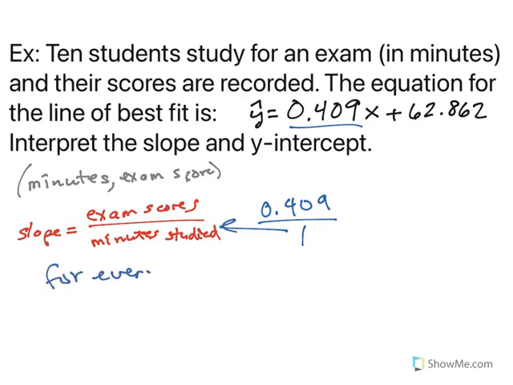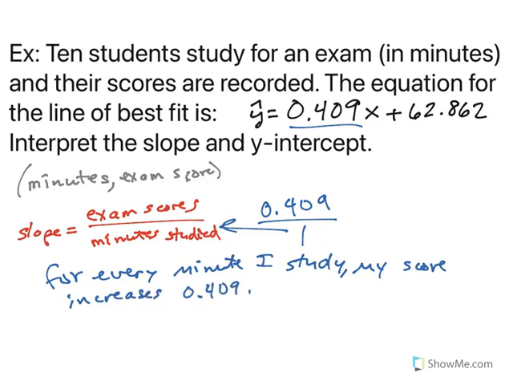For every minute I study, or whoever studies, my score increases 0.409 points. I know it increases because this is a positive slope, right? Positive slope means it increases.